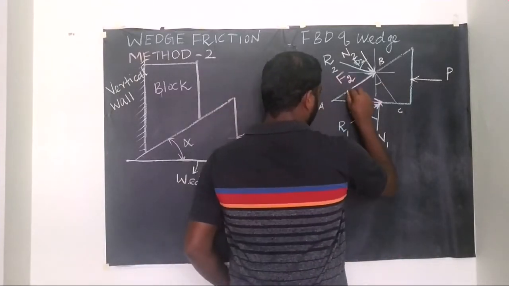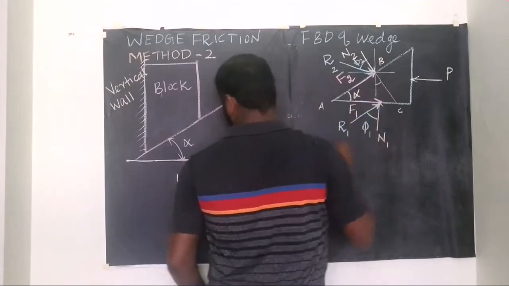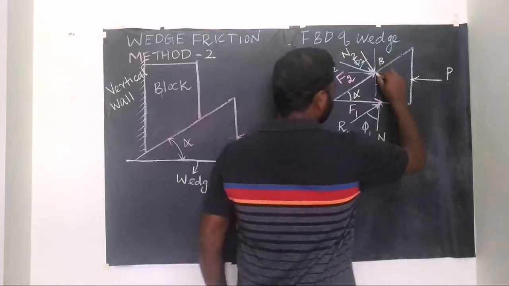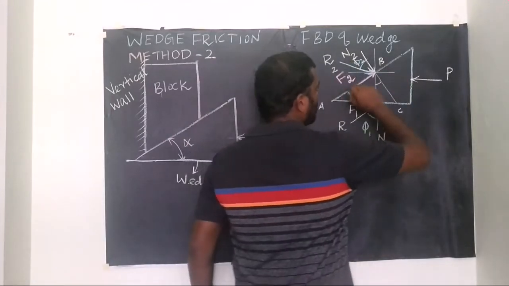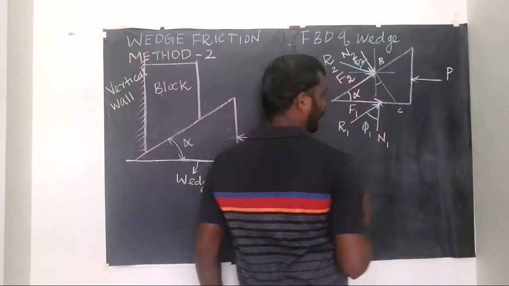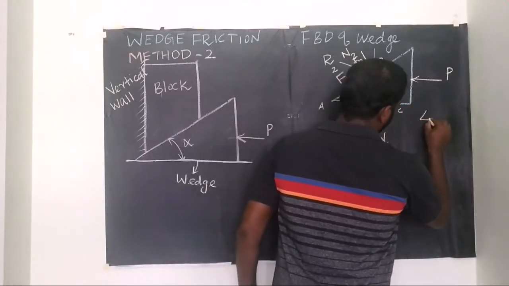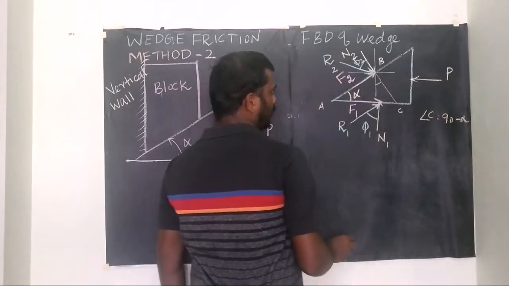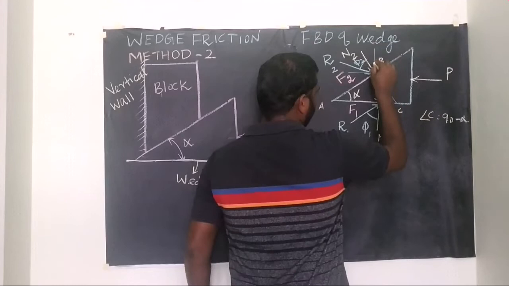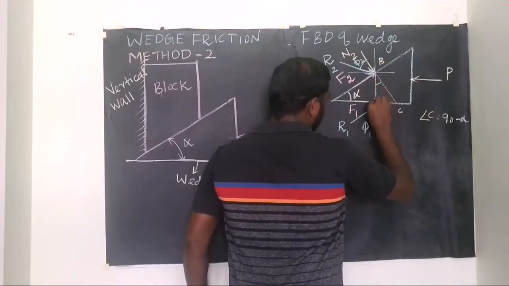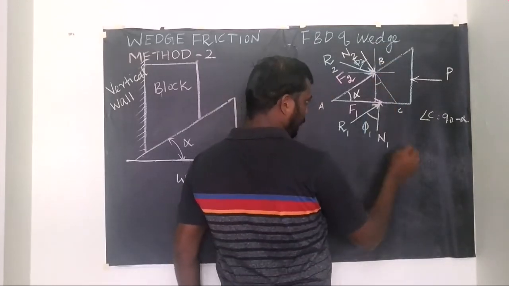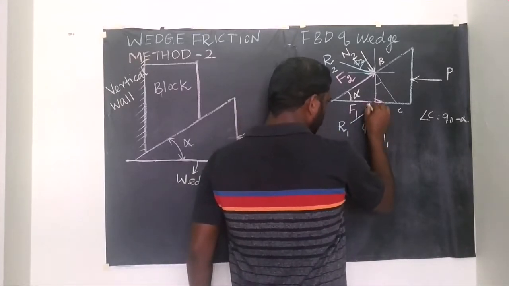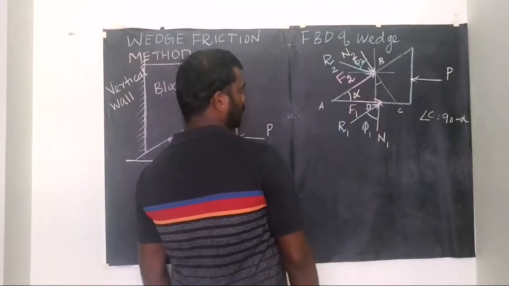Angle A is known, that is alpha. This angle is alpha, this angle is also alpha. Then this line is perpendicular to this inclined line, so this angle is 90 degrees. Then angle C is nothing but 90 minus alpha. Then I am going to extend this reference vertical line like this. This point is assumed as D.